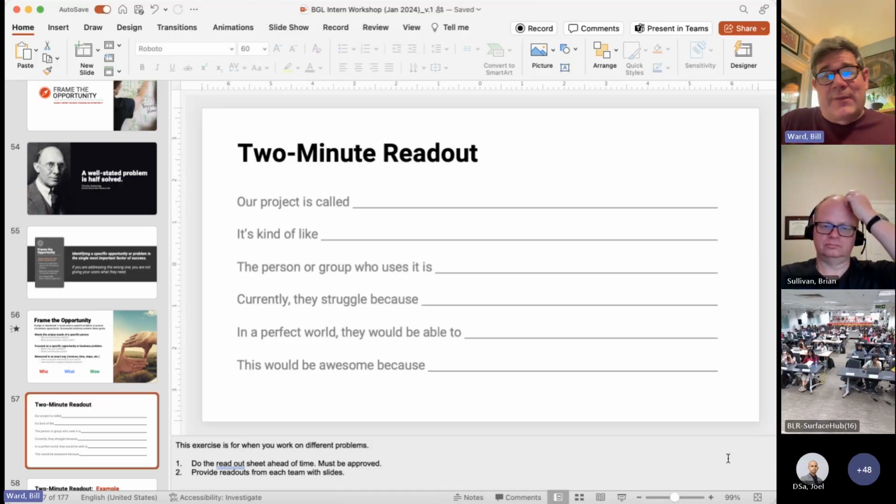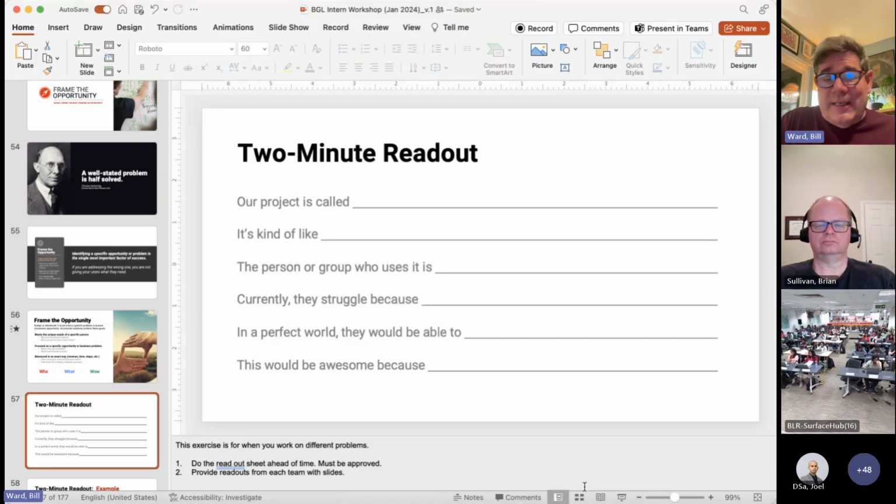Would they be able to do this activity remotely? Would they be able to do this in half the time? And this would be awesome because how does it affect their job? How does it affect their way of working?